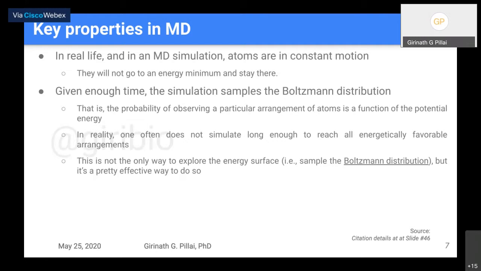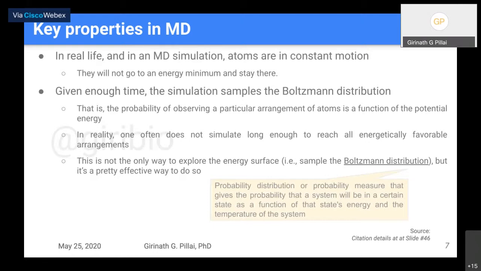Given enough time, the simulation samples a Boltzmann distribution. So it is the probability of observing a particular arrangement of atoms as a function of potential energy. Keep in mind that all we talk about is in terms of energy, depending upon time, acceleration, velocity, and many more factors. I'll be discussing them in the next few slides. This is not the only way to explore the energy surface, but it is a pretty effective way to do so. So now, what is the Boltzmann distribution?